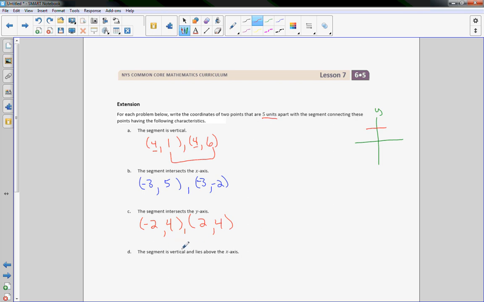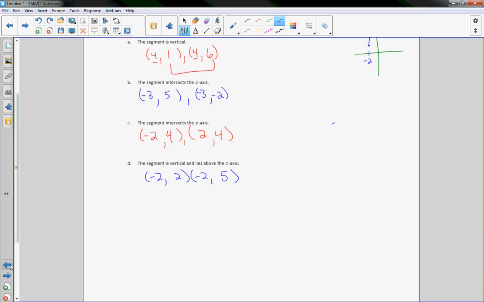Okay. Now it says the segment is vertical and lies above the x-axis. So I'm going to get rid of this. Okay. And I'm going to draw a vertical line that is above the x-axis, a line segment that is above the x-axis that is vertical. So we know it's got the same x value. So I'd say negative 2 comma something, negative 2 comma something. So if it's vertical and lies above the x-axis, then the two y values have to both be positive. Okay?